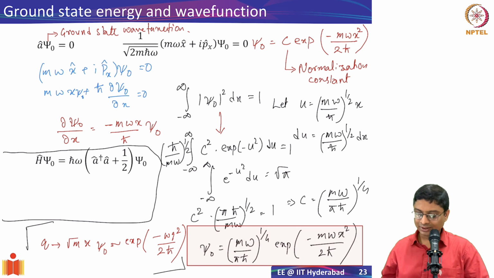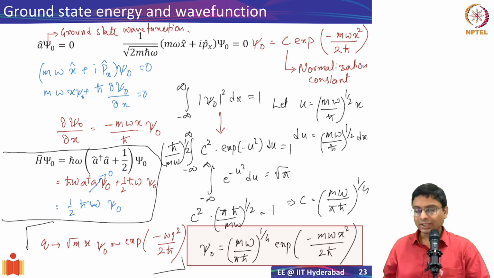Now we know what A dagger A acting on this is. So this is going to be h cross omega A dagger A psi naught plus half h cross omega psi naught. We know that this term is 0. Therefore this is going to be equal to half h cross omega psi naught. Again, the same answer. If you apply the Hamiltonian on the ground state wave function, you get the ground state energy eigenvalue, which is half h cross omega. It's making sense. So this is how the quantum harmonic oscillator can be dealt with.